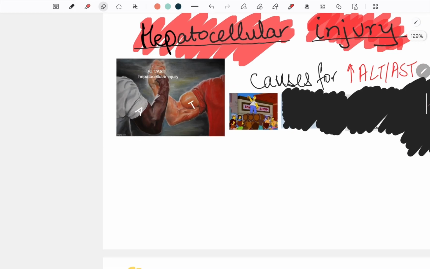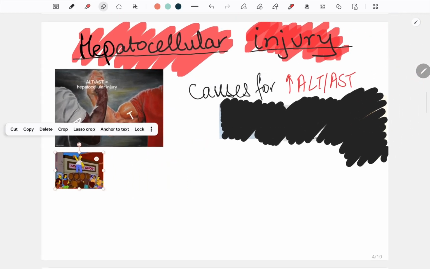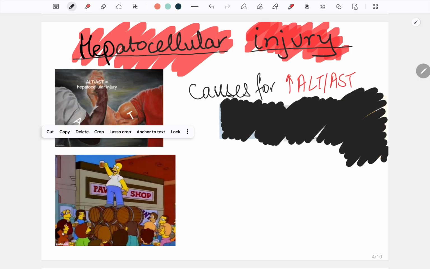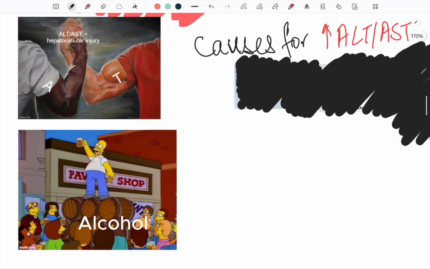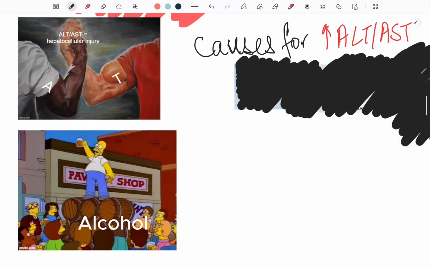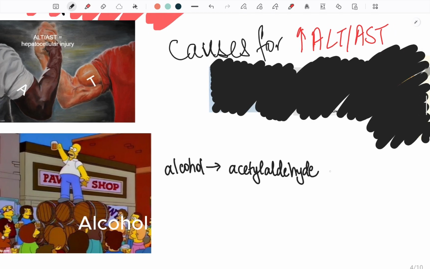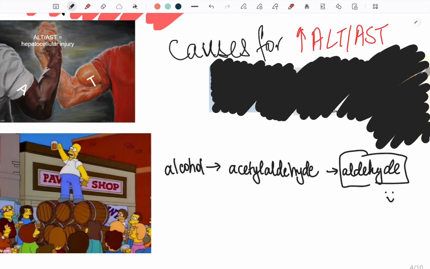Alcohol. So, what does alcohol do, very briefly? When you consume large amounts of alcohol, and I mean large amounts, but it can be any amount actually, the body converts alcohol into acetaldehyde, which eventually gets converted into aldehyde. Now this chemical is safe.